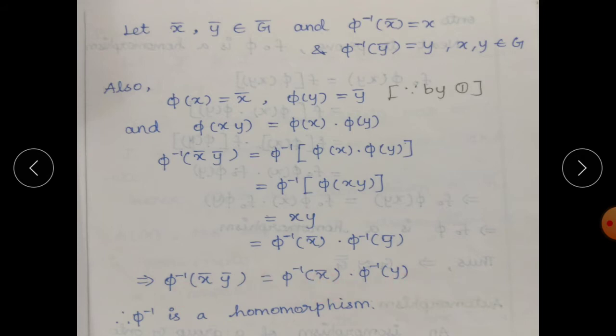We can easily say phi inverse is a homomorphism. So phi inverse is a homomorphism, which implies G bar is isomorphic to G.